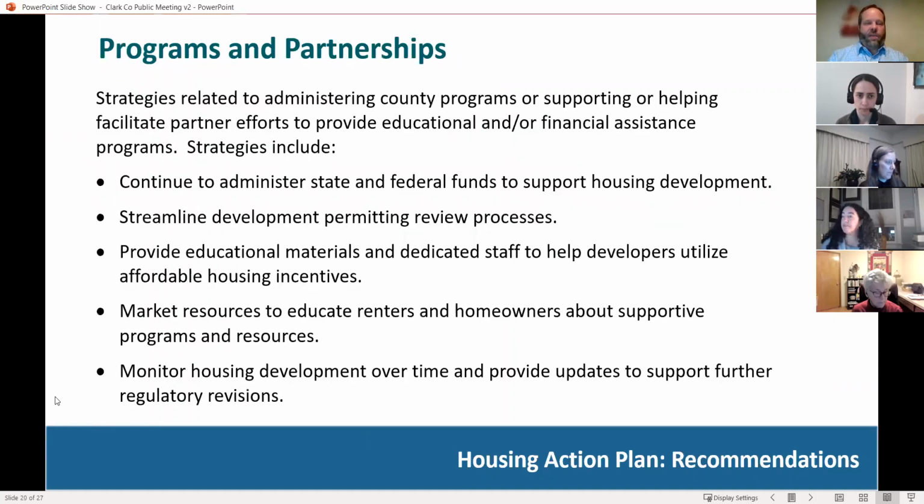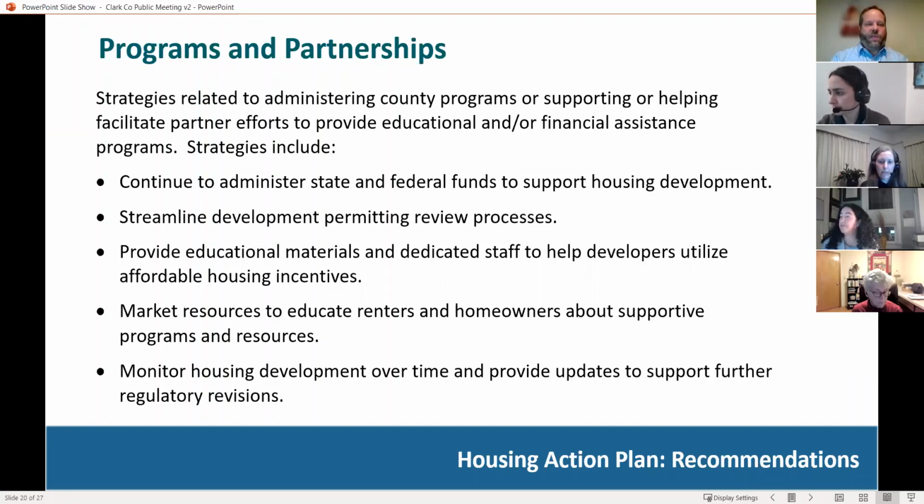Our next category, the third of 4 categories, is programs and partnerships. Strategies related to administering county programs or supporting or helping facilitate partner efforts to provide educational and/or financial assistance programs. So some of our strategies include continue to administer state and federal funds to support housing development. The county already receives and distributes federal funds through different programs to various community partners, and that will continue.